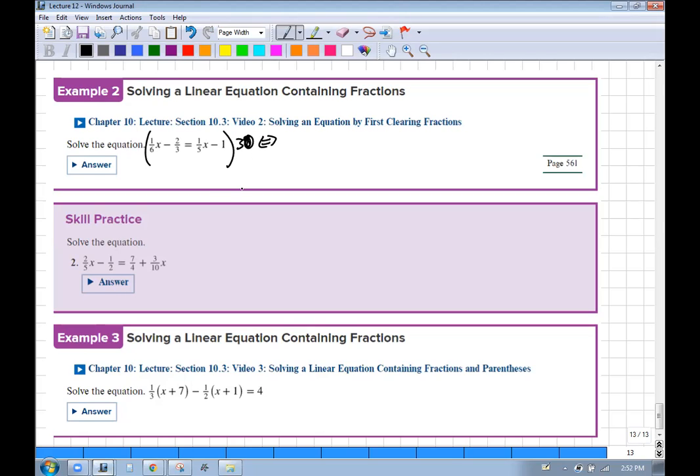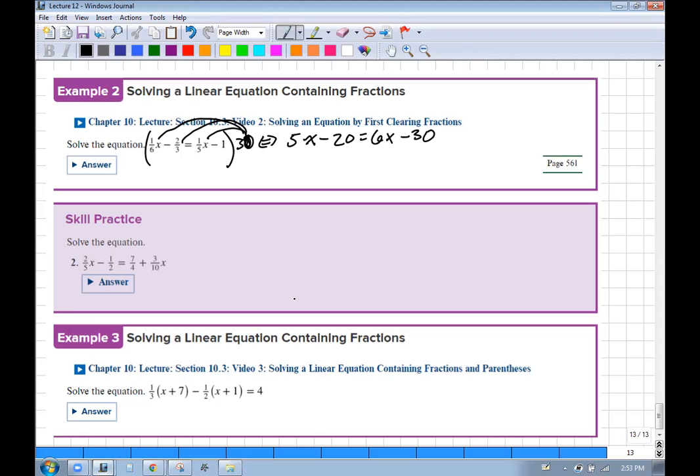30. There we go. Third time's the charm. 6 goes into 30 5 times. 30 over 3 is 10 times 2, 20. 30 over 5 is 6. And then 30 times 1. So that's a nicer equation, right?